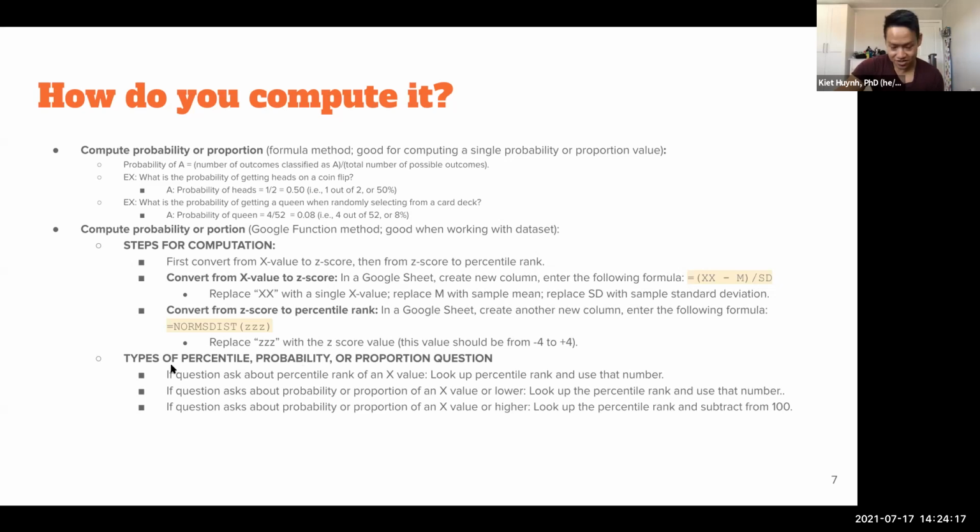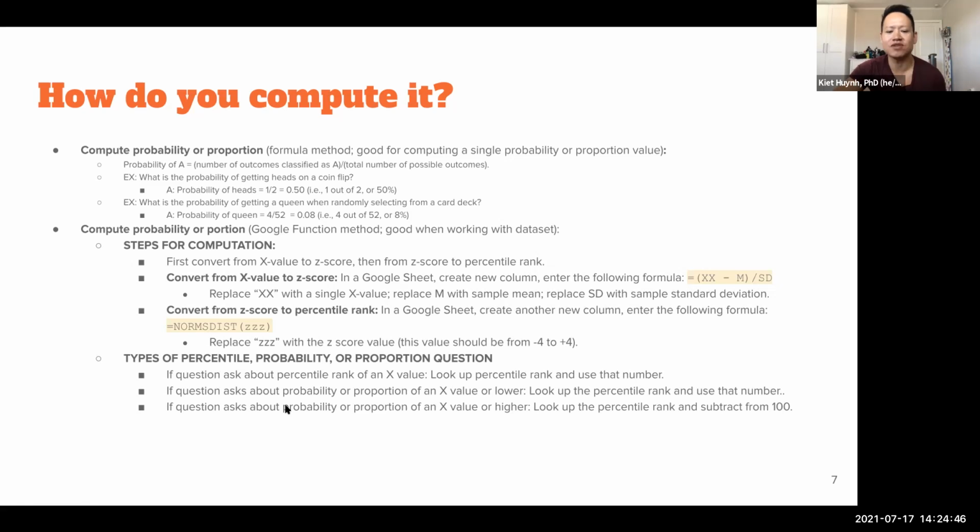And then there are 3 possible questions that you will get about the percentiles or probability of proportions. And so pay attention to that. This part is most important, because how you answer the question is based on how the question is asked. If the question is asking about percentile rank of an X value, then you just look up the percentile rank and use that number. And remember, we estimate the percentile rank in this step here.